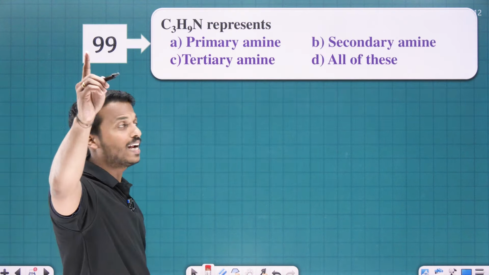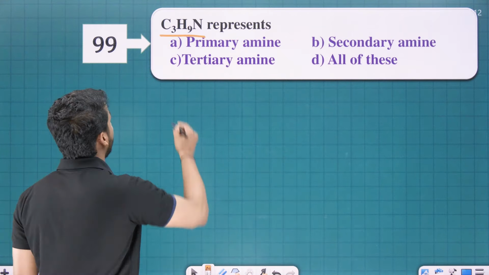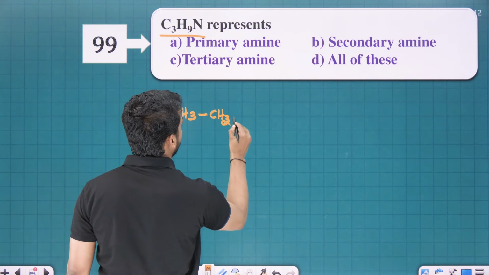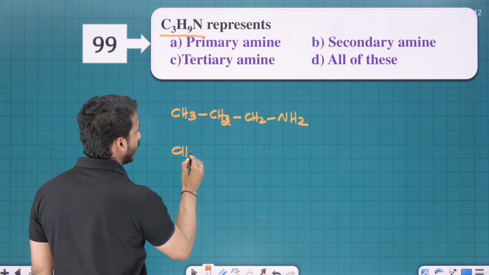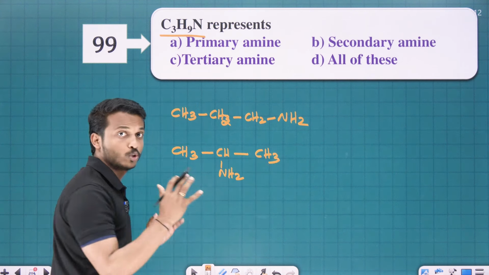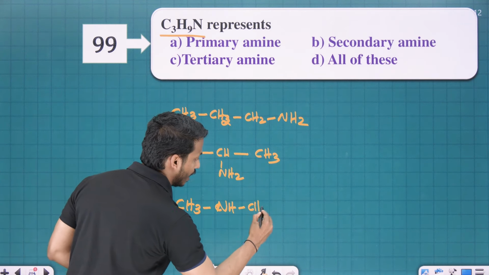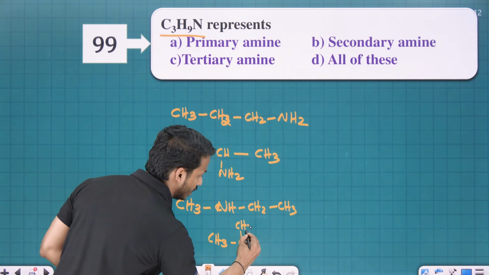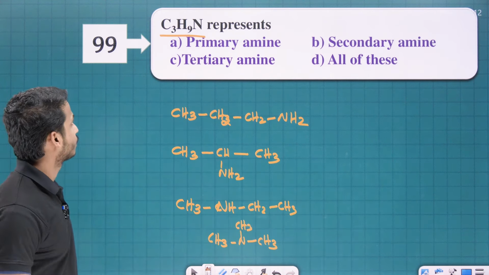Second last question, 99. C3H9N. We discussed this question another way. Let me write the possible structures. 3 carbons with an amine. I can draw the amine like this: propanamine. Now I can place the amine on the second carbon. This is called propan-2-amine. This is primary. Now a secondary is possible: N-methylethanamine. One more is possible: CH3, N, CH3, CH3, a tertiary amine, trimethylamine.